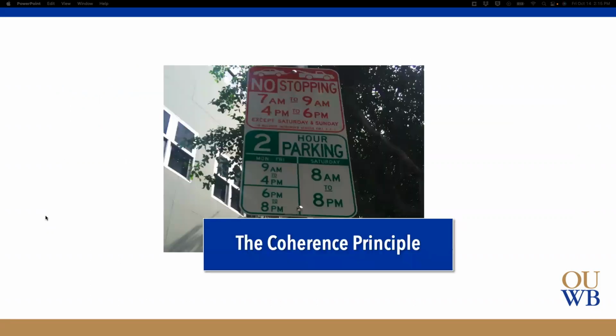So we're going to start with the coherence principle. What I have on the screen there is actually a picture of a parking sign from Los Angeles. And you can't even see the whole sign. It's cropped so that you miss, I believe, 2 additional signs underneath the ones that you can see there. What's happening is there's just so much information being conveyed that it's overwhelming.